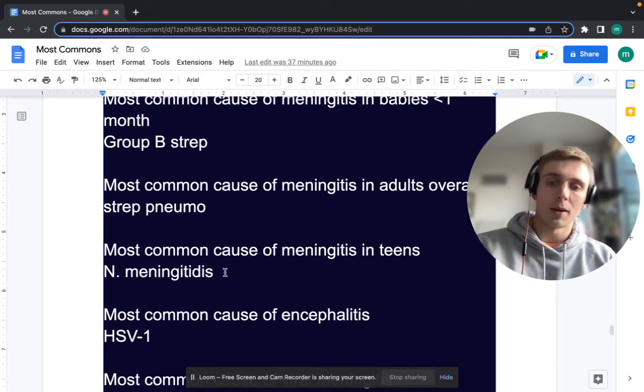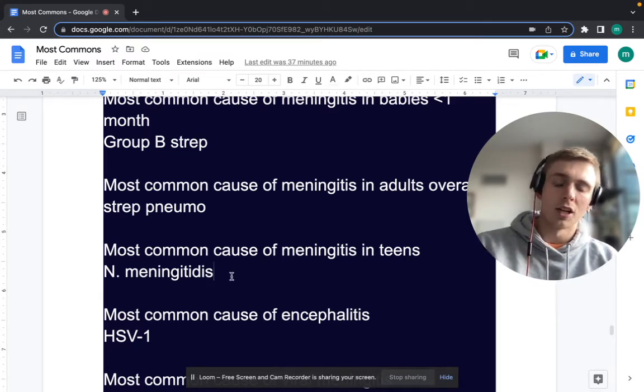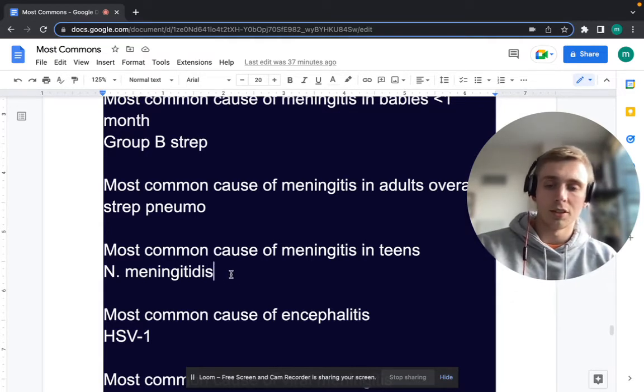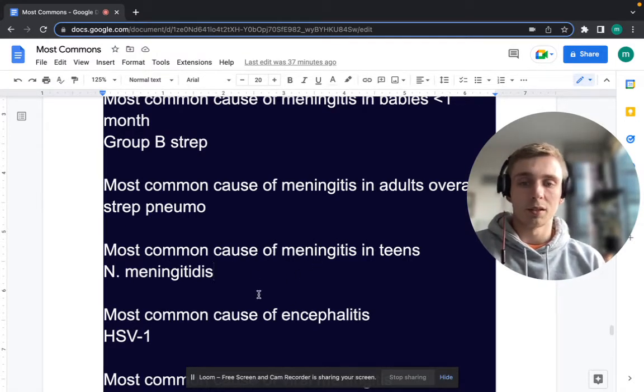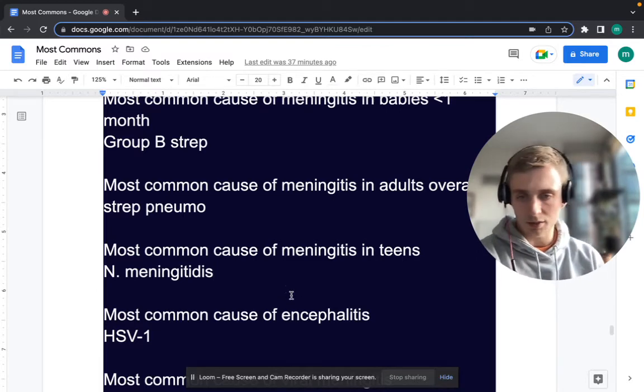VCA, vancomycin, gentamicin, and ampicillin. Oh, actually, I'm sorry, vancomycin, ceftriaxone for the CNS penetration, and ampicillin. So VCA for meningitis: vancomycin, ceftriaxone, and ampicillin to cover listeria. We want to give that ampicillin if they are under 1 or over 50 to cover for listeria. Otherwise, vanc and ceftriaxone, and you want to add the ampicillin if they're over 50 years old or under 1 to cover for Listeria monocytogenes.